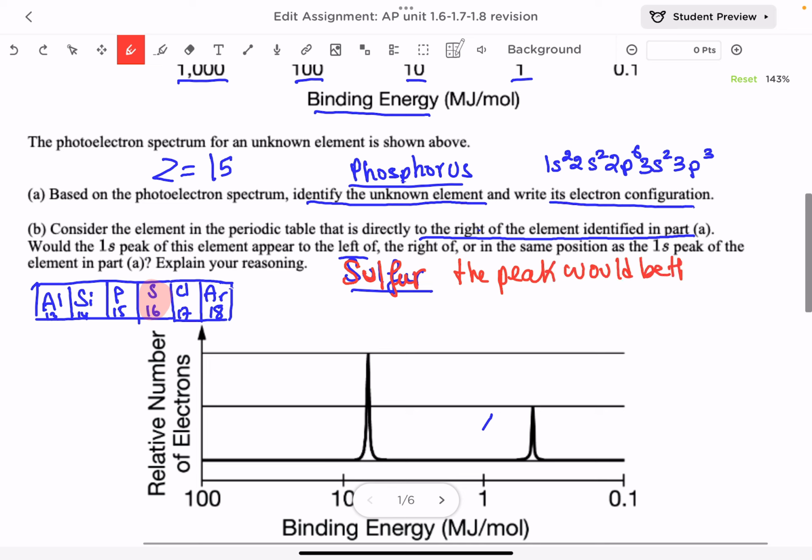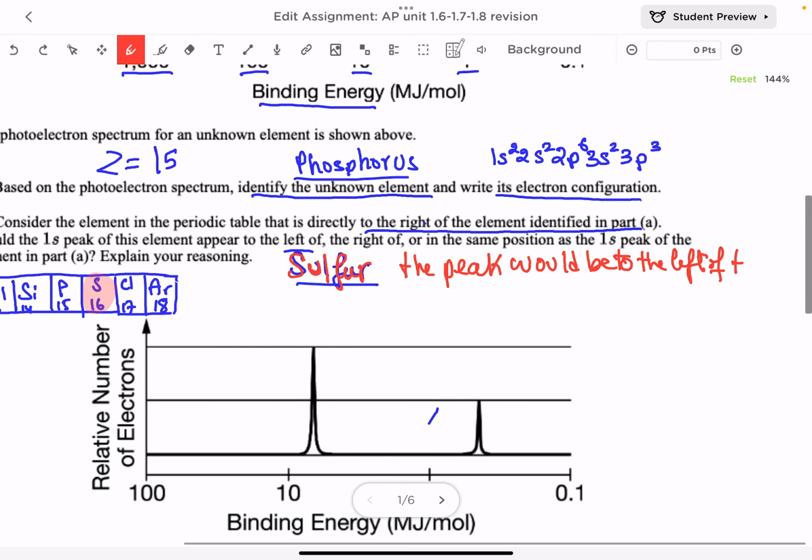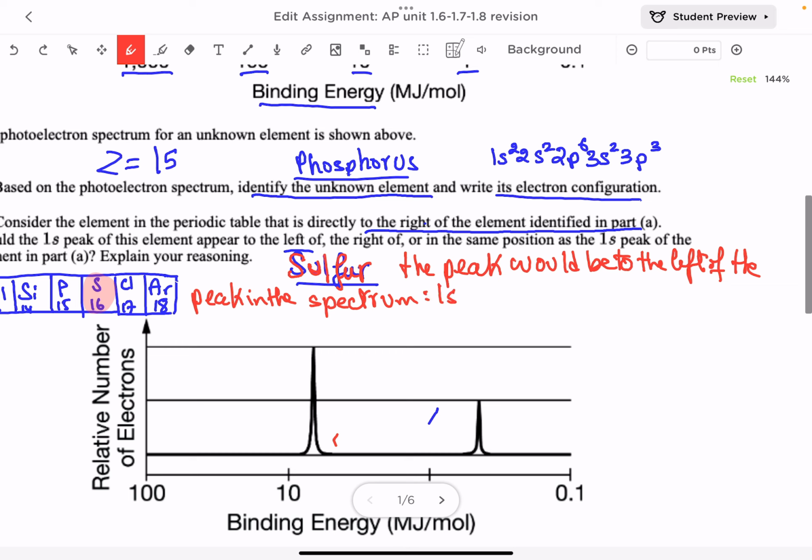The peak would be to the left of the peak in the spectrum, and as an explanation you would say that the 1s electron of sulfur has higher binding energy. Wait, let me write it in a proper way.